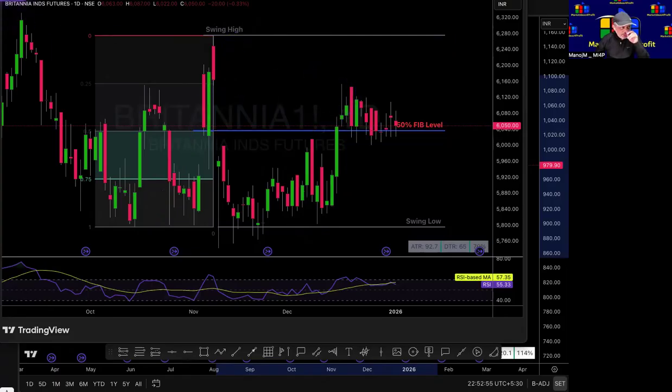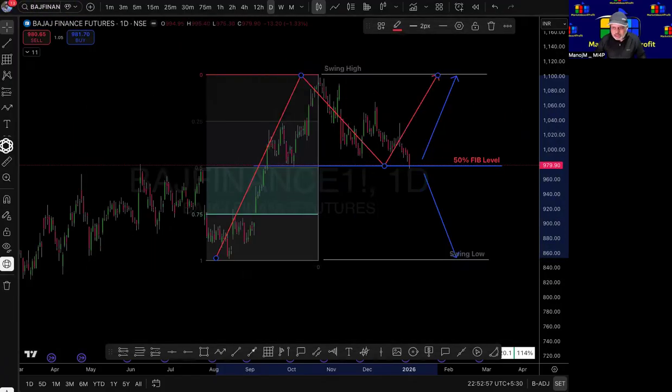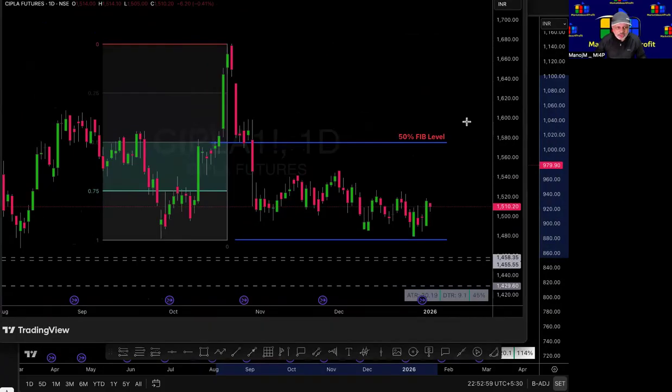So this was Britannia. Let's look at some other charts. Let's go to Cipla, B, after C. After B, you get C. Well, I'm going very chronologically, alphabetically, if you can say. And I'm so sorry, I'm going to use my arrow tool, and this is the move that we had. And we fell back right up to that 50% level, as predictable as can be.